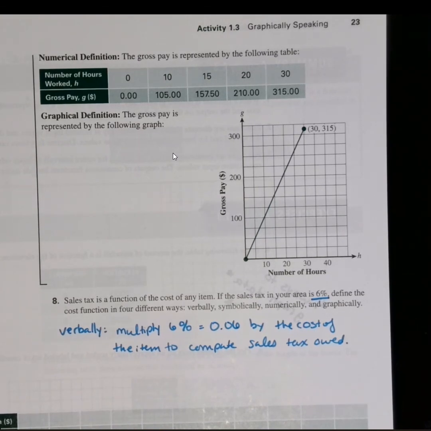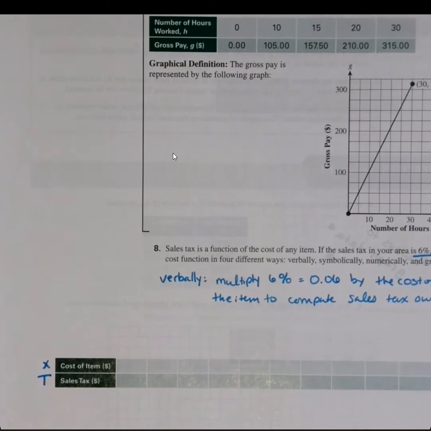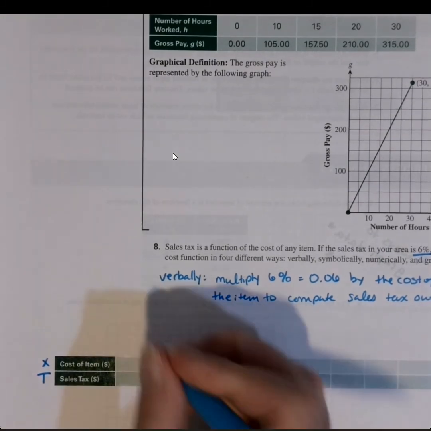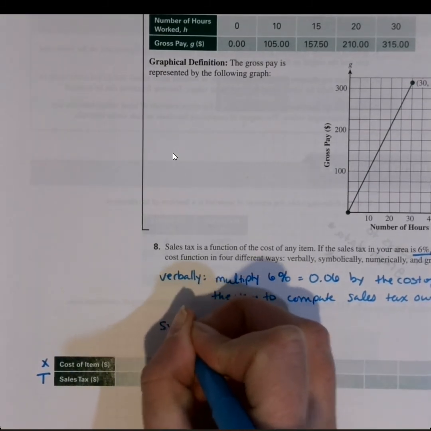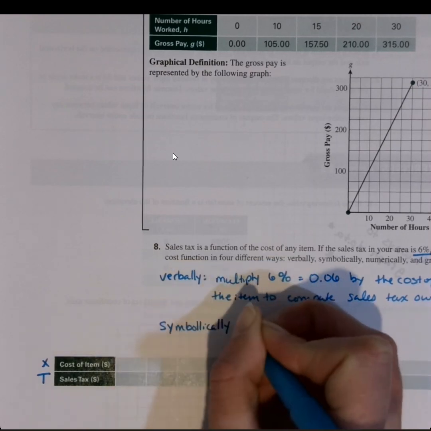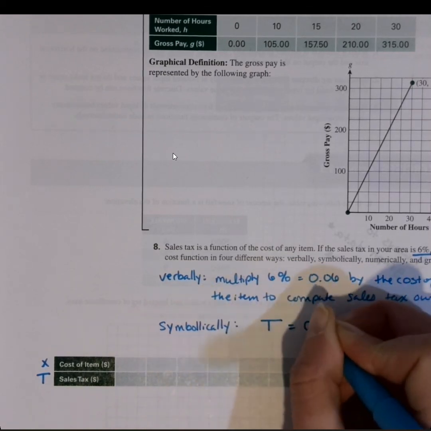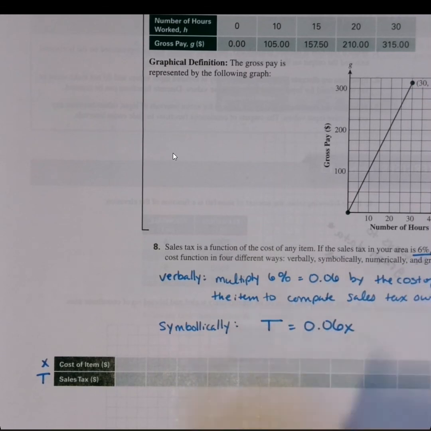So let's use T for tax and X for the cost of the item. They didn't give me a variable here, so I'm going to use X for the cost of the item and T for the tax. So symbolically, my tax T is 0.06 times X.